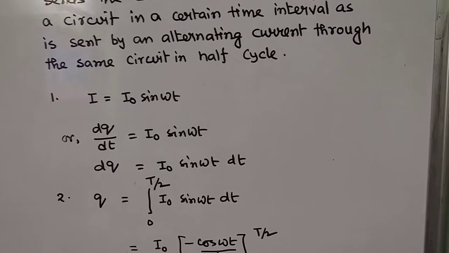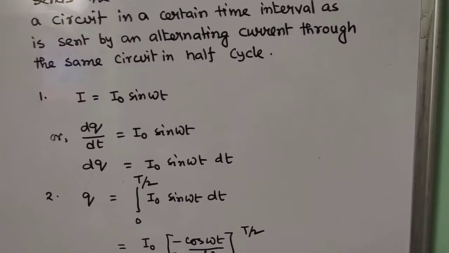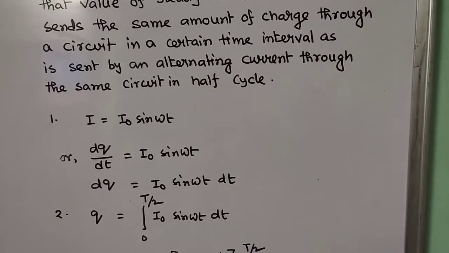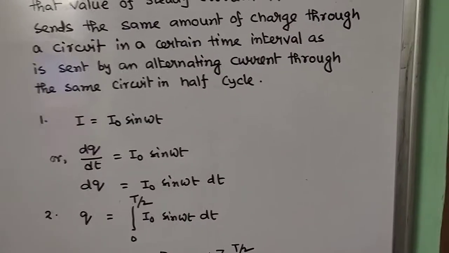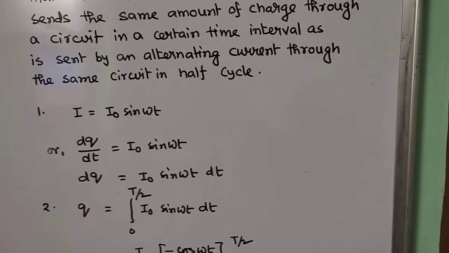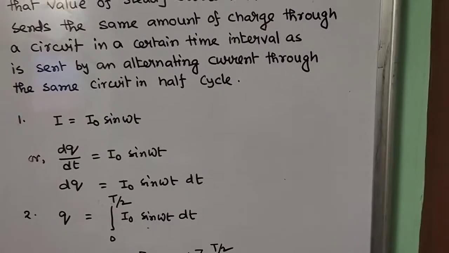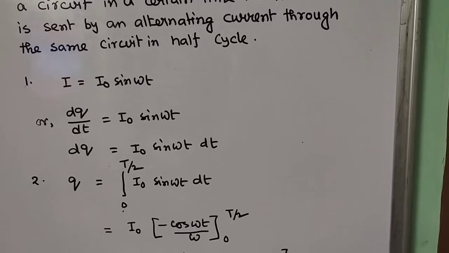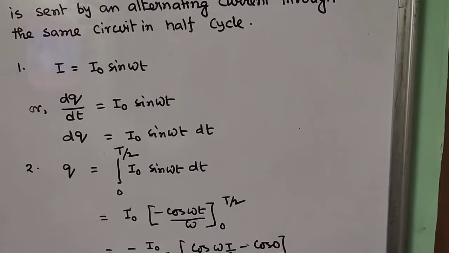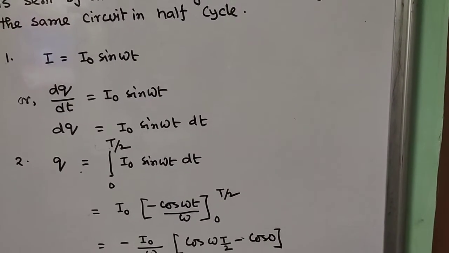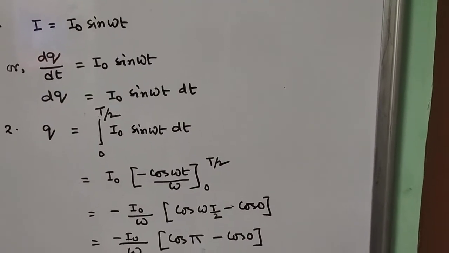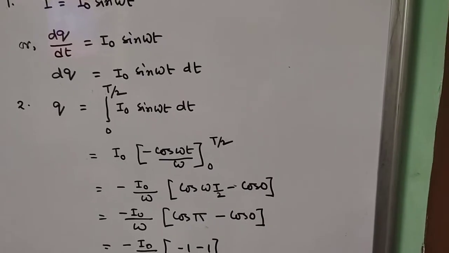So if we integrate both sides, then dq goes to q, and here the time part is 0 to T by 2, because as per the statement it is half cycle. So charge you have to define for the half cycle, because I naught sin omega t is your AC current. So if you do the integration part, I naught comes out. The integral of sin omega t is minus cos omega t by omega, and the interval is 0 to T by 2. So upper limit minus lower limit.